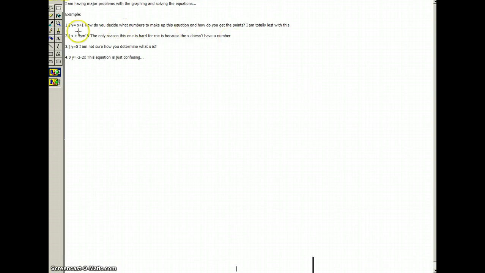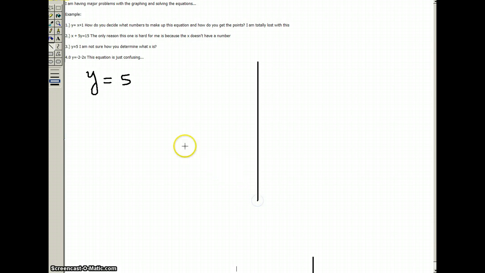On number 3, y equals 5. Now here is a different question because now we don't have x, and this is very confusing. So what should I do? I need to remember that every time I have y equals a constant, then think about it. Let's just draw several points with y equals 5 and see what happens.